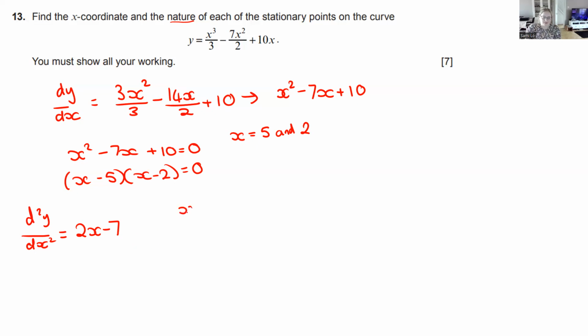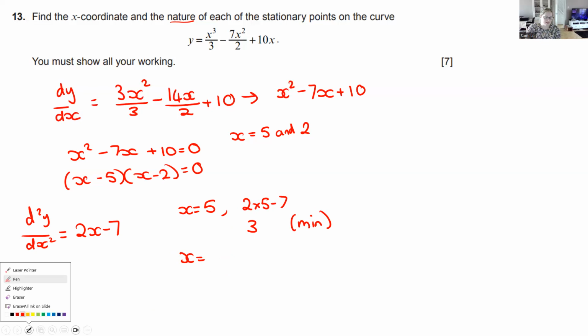So when x equals 5, we've got 2 times 5, take away 7, which equals 3. So we know this is a minimum point. I'm going to write over my answer, so I'm just going to put that out and write min next to it. Min.